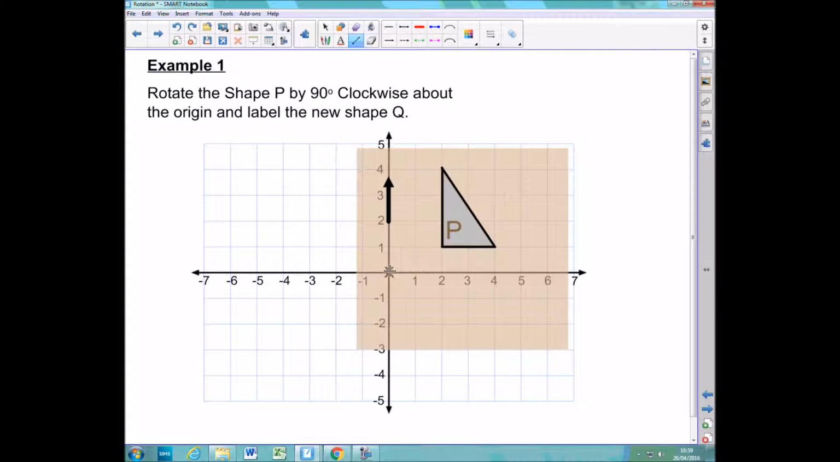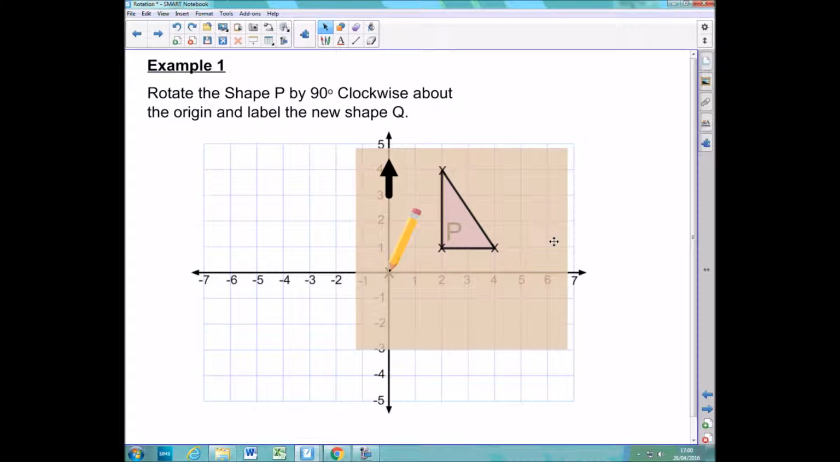All I need to do is hold down the tracing paper on this point, the origin, where this cross is, and spin the paper 90 degrees clockwise. The reason I've drawn this arrow is because when it's 90 degrees clockwise, my arrow should be pointing this way, to the right. So for you, you're going to put your pencil on this point here, just like this.